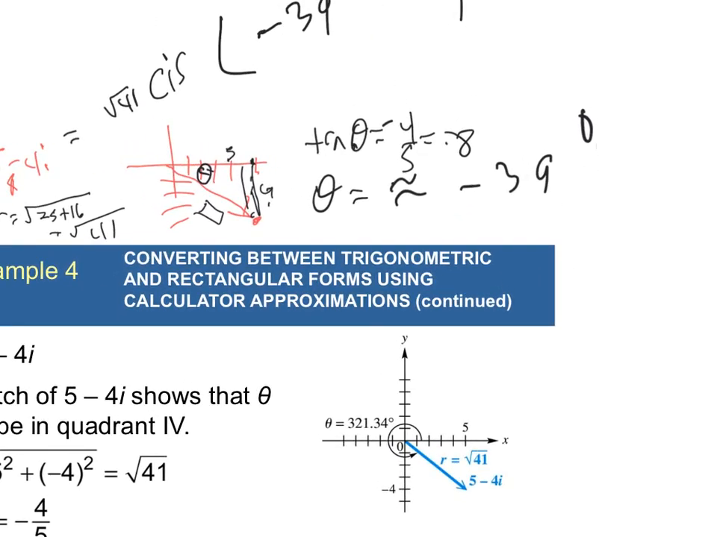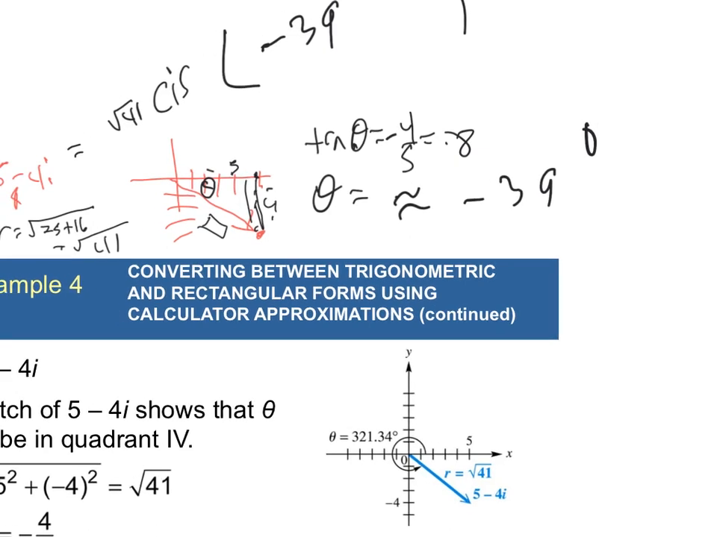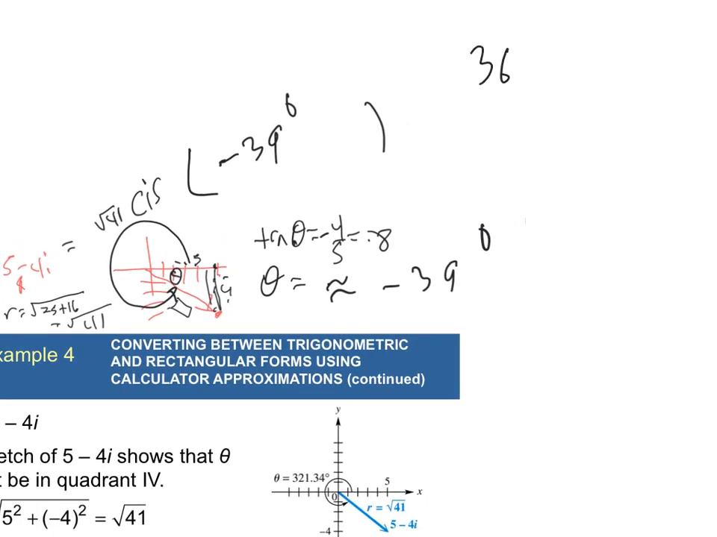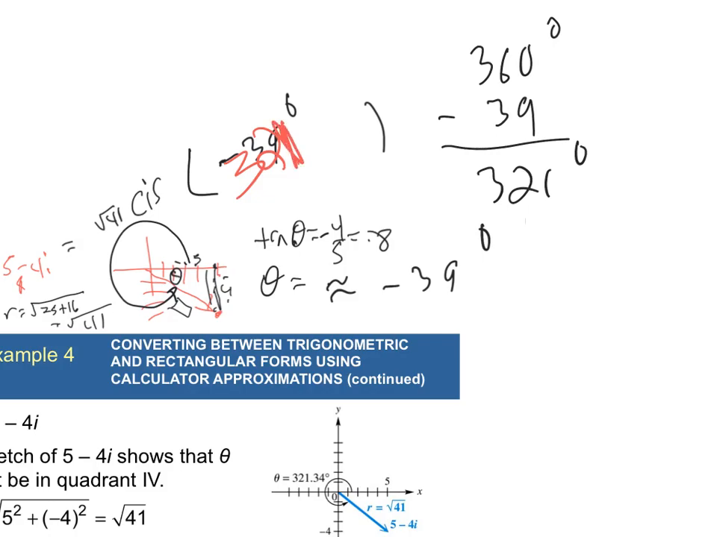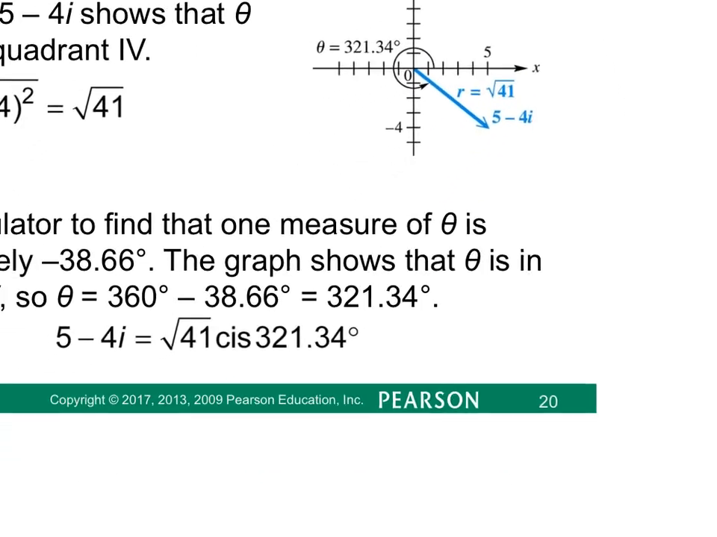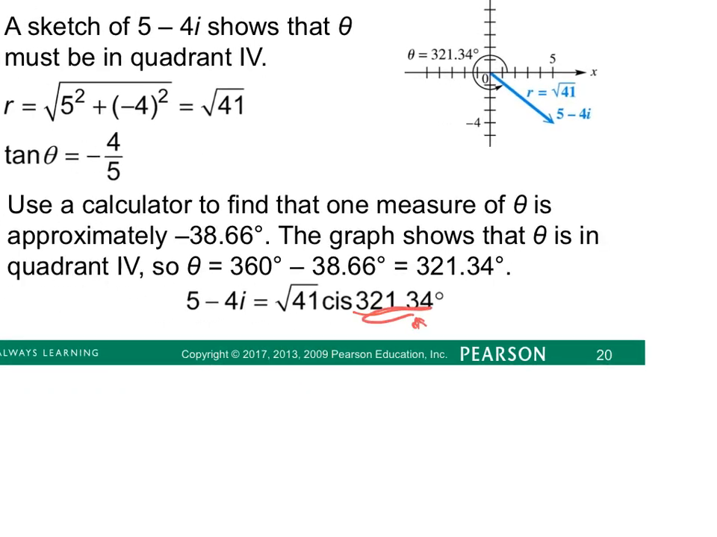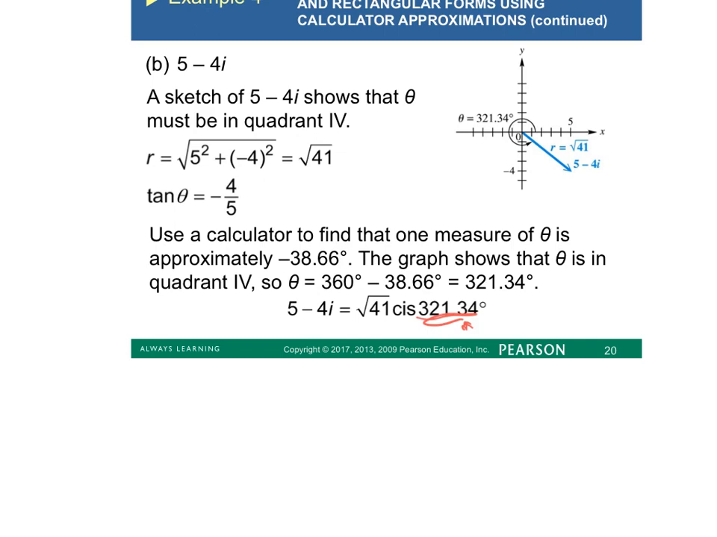Don't forget what quadrant we're in. That's negative 39. I've got to count all the way around. That means I'm going to get a positive answer now. What is 360 minus roughly 39? That's 321 degrees. So that would be the correct answer I put up here, because we don't do the negative angle in trigonometric form. 321 degrees. It goes to 3/4 if you use the whole thing. Wonderful.